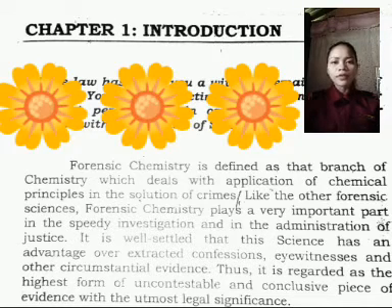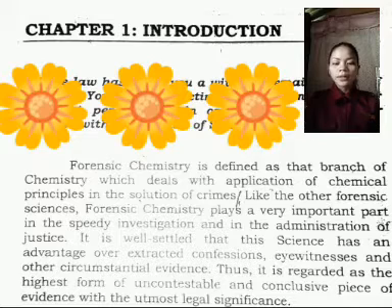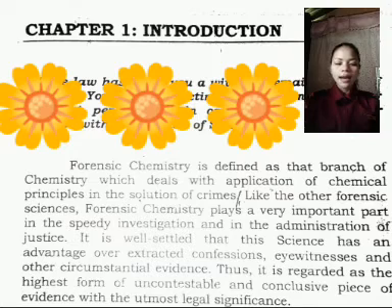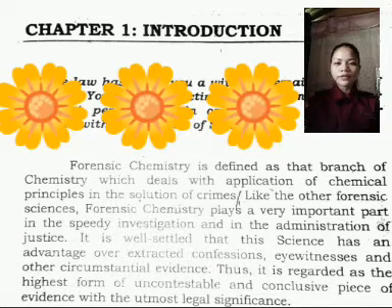Forensic Chemistry. So what is forensic chemistry? Forensic chemistry is defined as a branch of chemistry which deals with the application of chemical principles in the solution of crimes. Like the other forensic sciences, forensic chemistry plays a very important part in speedy investigation and in the administration of justice. It is well settled that this science has an advantage over extracted confessions, eyewitness, and other circumstantial evidence. Thus, it is regarded as the highest form of uncountable and conclusive piece of evidence with utmost legal significance.